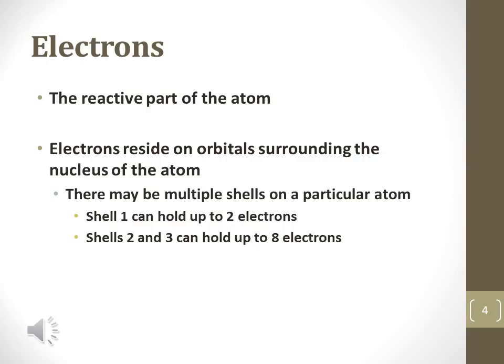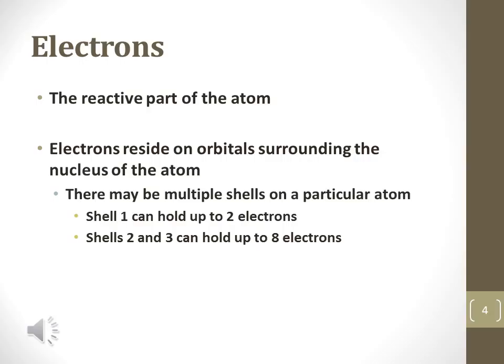Electrons have most of the control over how an atom will react because atoms tend to react in such a way to fill their outermost electron shell. The first electron shell, which is closest to the atom, is able to hold up to two electrons. The second and third electron shells are able to hold up to eight electrons each.